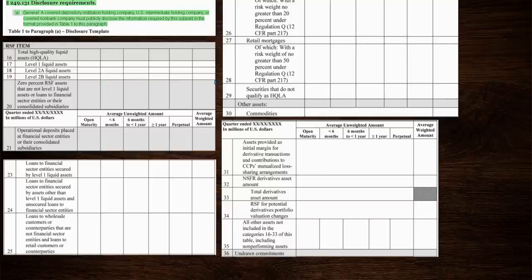But it says right here, a covered depository institution holding company, U.S. intermediate holding company, or covered non-bank company must publicly disclose the information required by this subpart in the format provided in Table 1 to this paragraph.